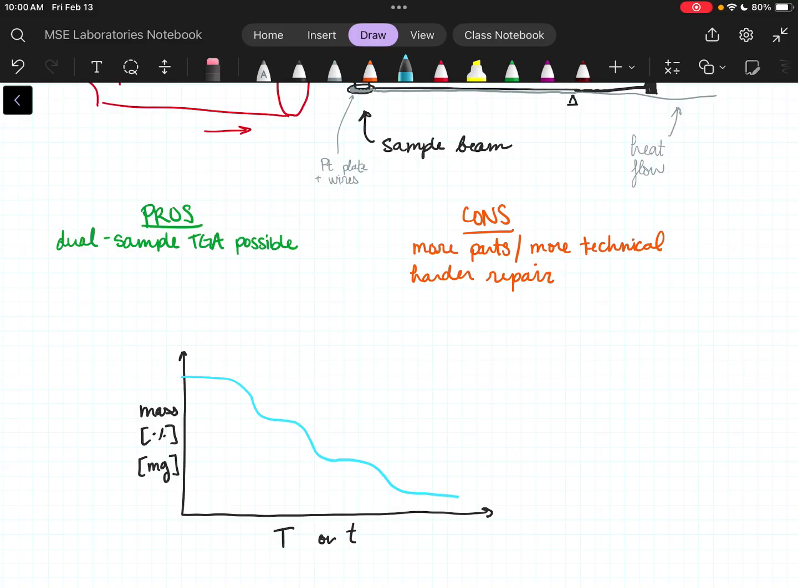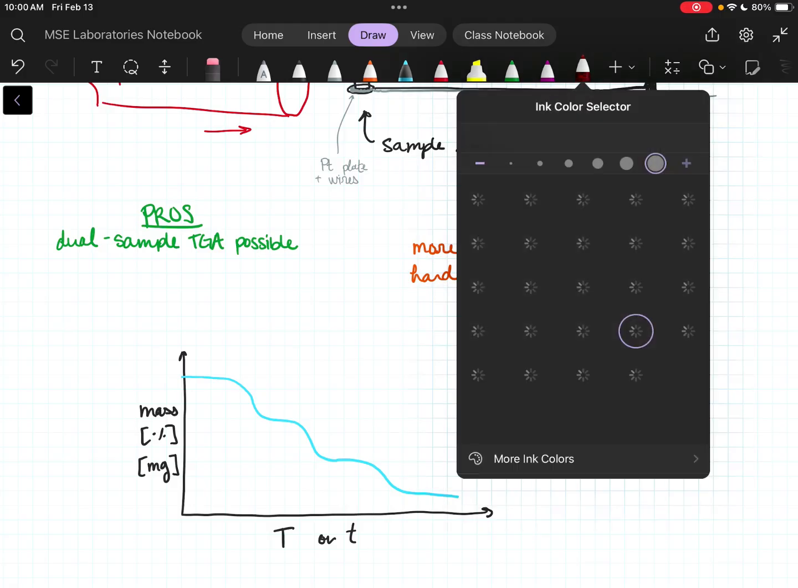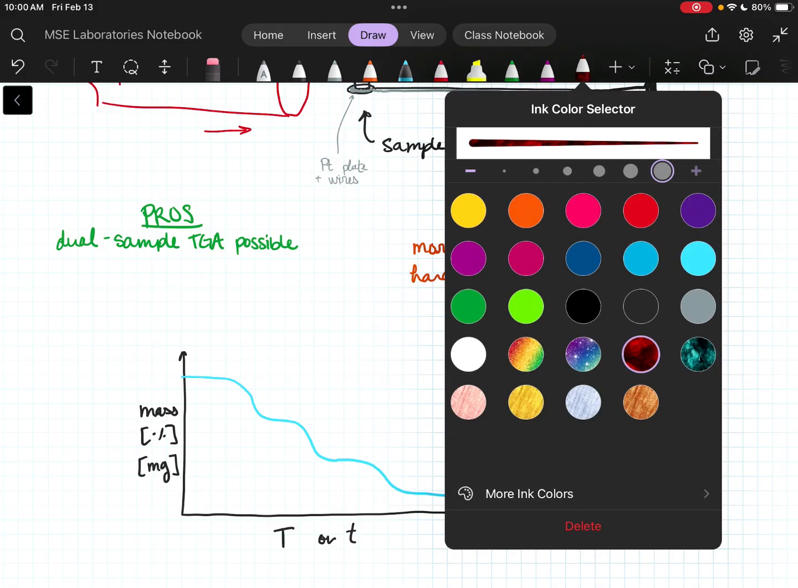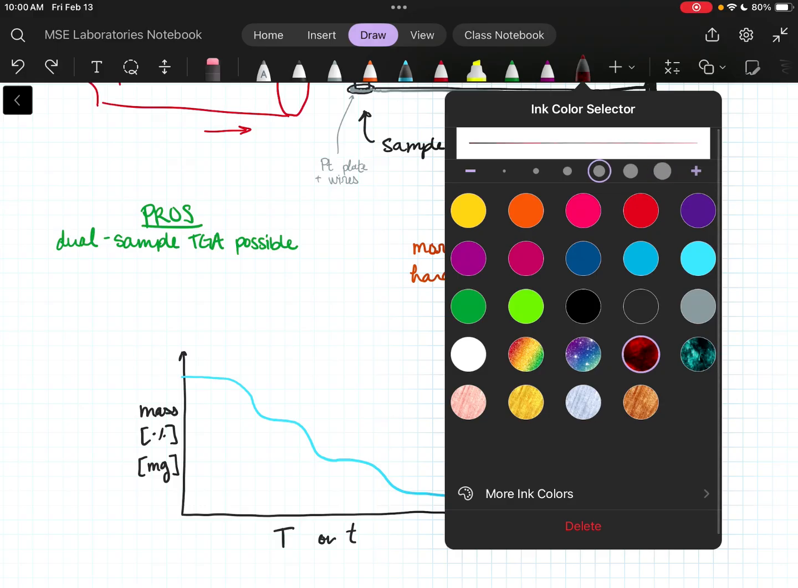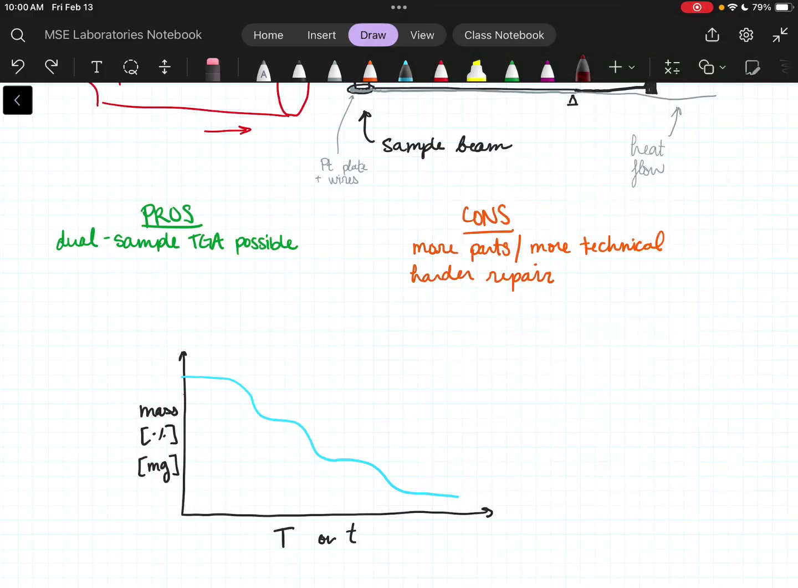Potentially get more accurate data because you could run two of the exact same sample and then see what happens. Oh, that's true. If you're doing the dual beam TGA, you can do two of the same thing. Absolutely. Another benefit is TGA, and actually I haven't drawn it yet, but the graph is typically going to look something like this, where I have temperature or time on my x-axis, and I'll have mass either in percent or in total milligrams.